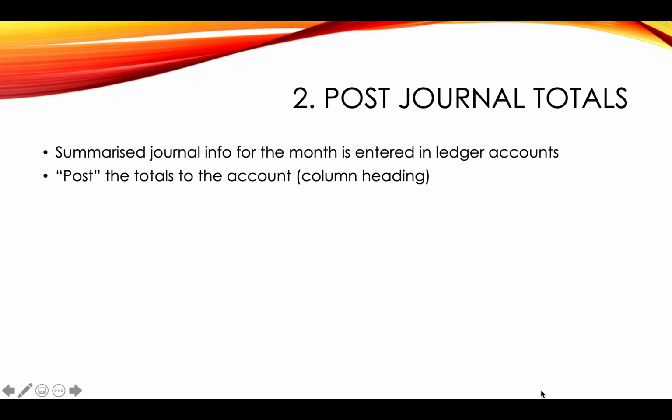What we're going to do is post the totals of each column in the journal to the relevant account in the general ledger. All you need to do is look at the total column and look at the heading at the top of that column. That is where the total will need to go to.